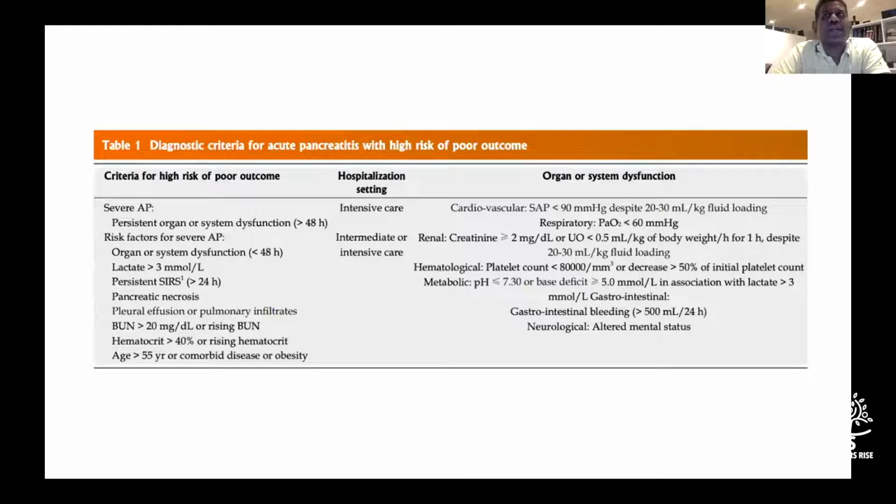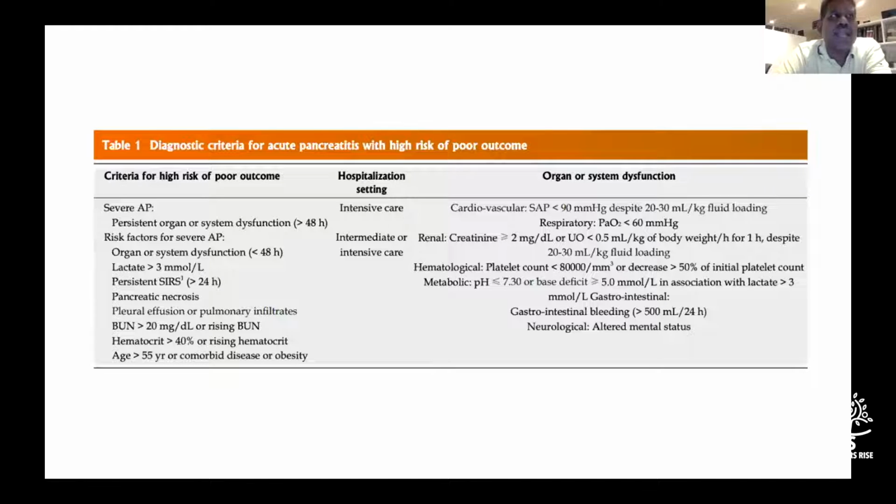Now, acute pancreatitis, as you all know, is a disease with extremely wide severities. It can vary from an absolutely benign disease to a fulminant disease that can result in mortality. So some of the characteristics which have a high risk of poor outcome are listed here. Persistent organ dysfunction or system dysfunction at 48 hours. They call it persistent at that time, as opposed to transient, where it lasts less than 48 hours.